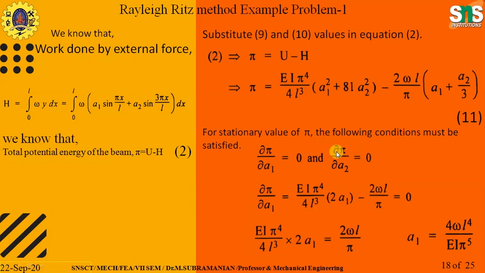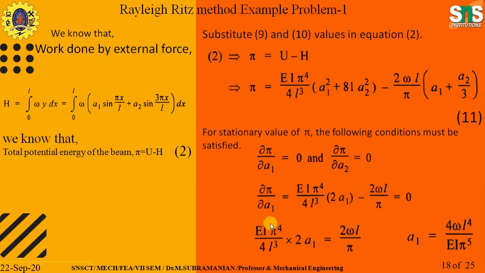For the stationary value of pi, the following condition must be satisfied: del pi divided by del a1 equal to 0 and del pi divided by del a2 equal to 0. We have to calculate the Rayleigh-Ritz parameters a1 and a2. So differentiate the equation with respect to a1 and a2.